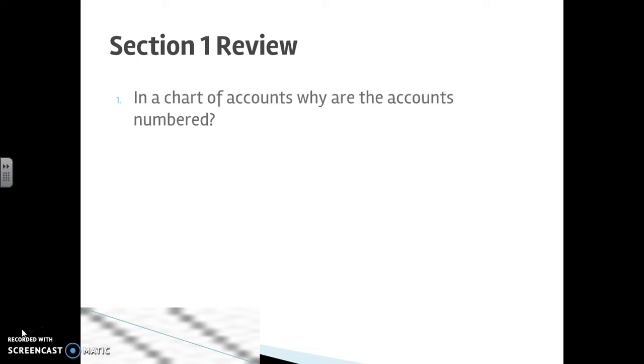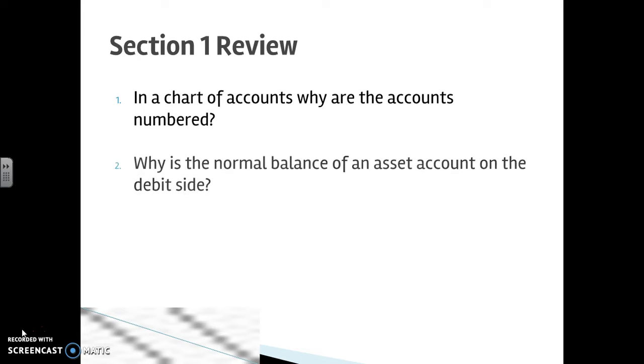All right, in review of section 1, you need to be able to answer the following questions. In a chart of accounts, why are the accounts numbered? If you can answer that, you've got a pretty good gist of the chart of accounts. And then, why is the normal balance side of an asset account on the debit side? If you can answer that, you've got a pretty good understanding of the T account and what its purpose is.